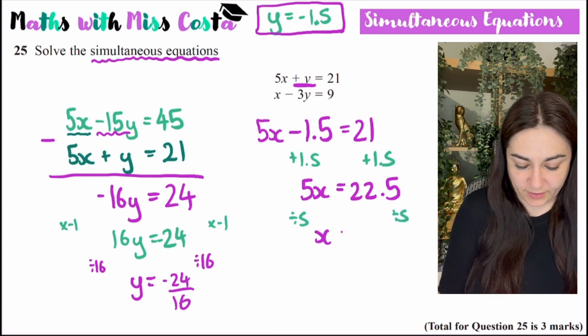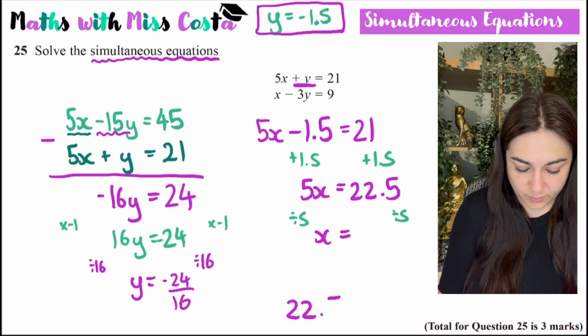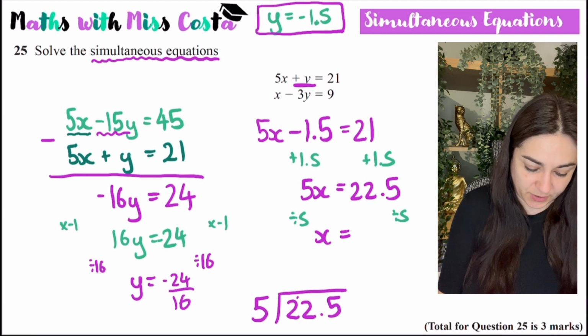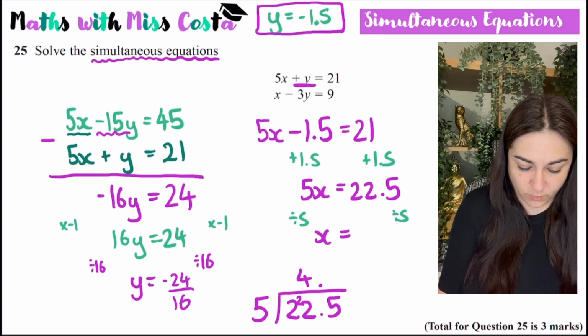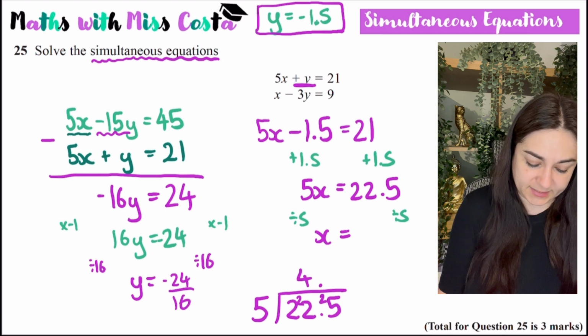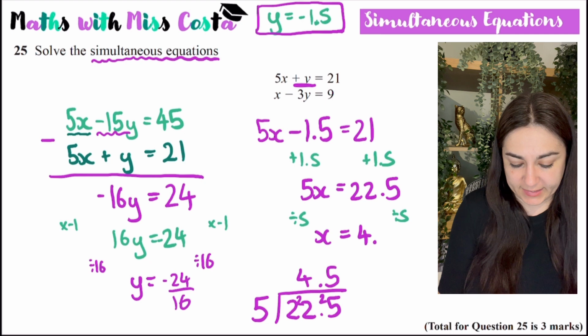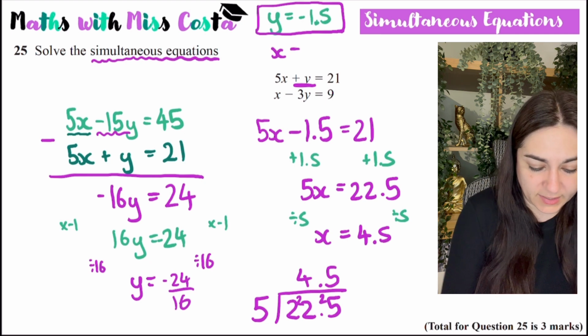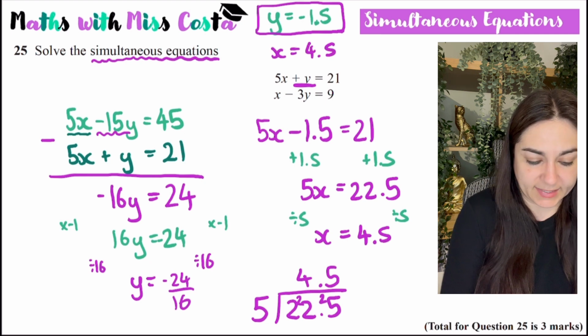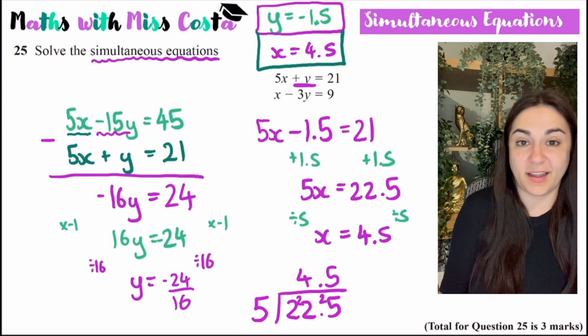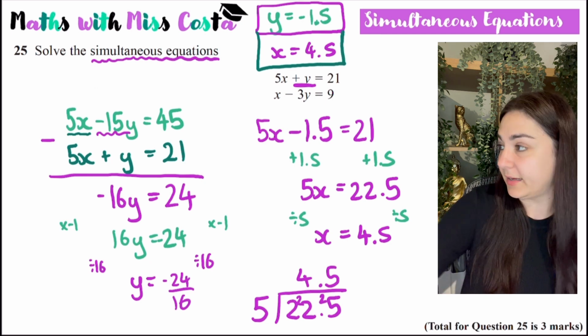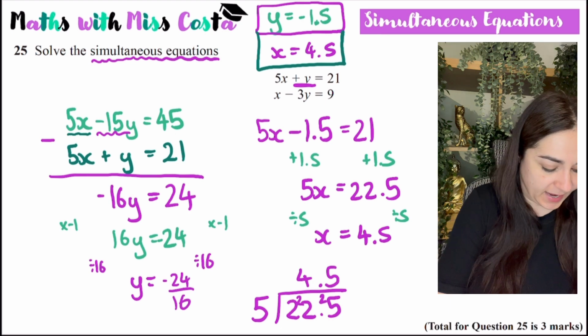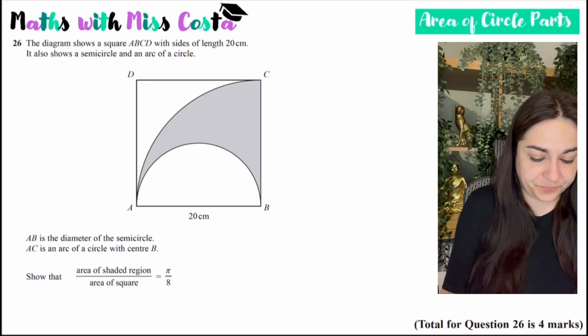So x is going to be 22.5 divided by 5. So 5's into 2 don't go, so 5's into 20 go 4, remainder 2, and 5's into 25 go 5. So x is going to be 4.5. So to solve my simultaneous equations, I need a value for x and a value for y, and the value of y is minus 1.5 and the value for x is 4.5.